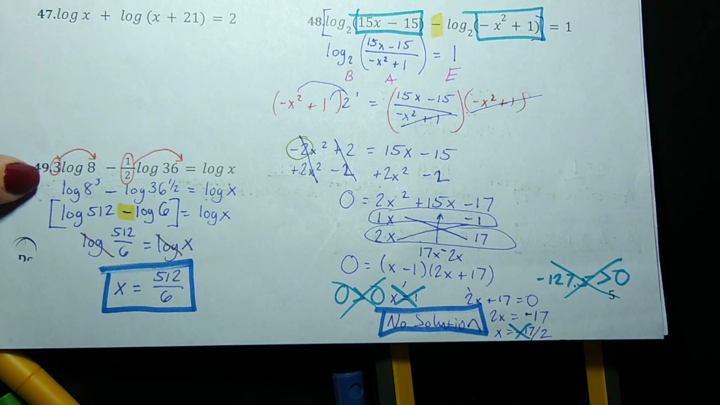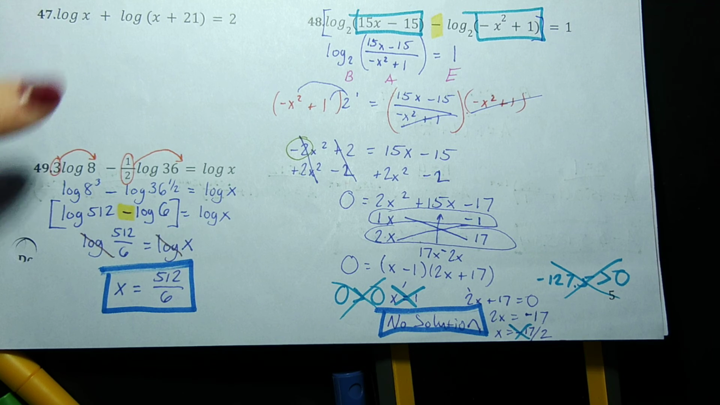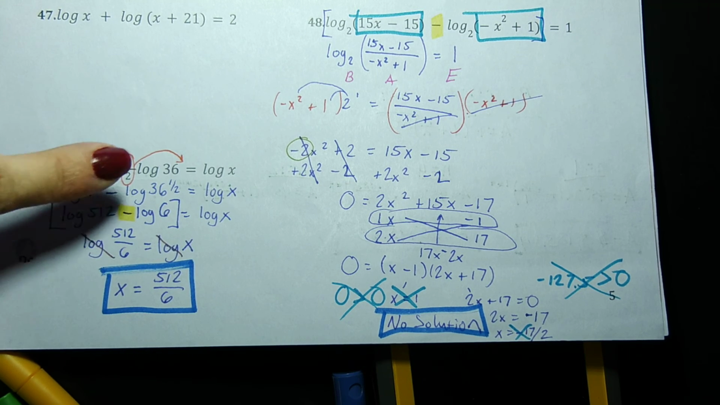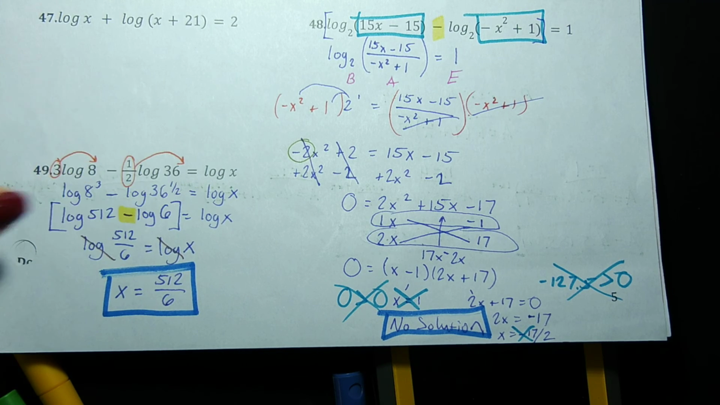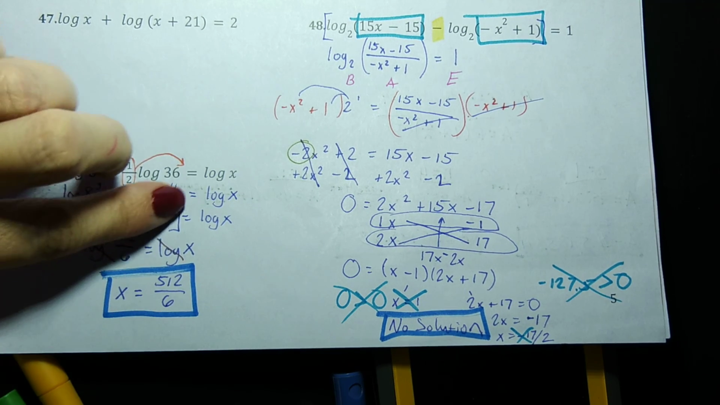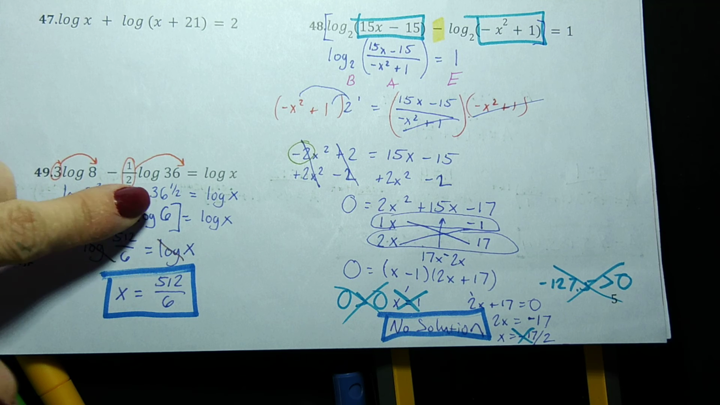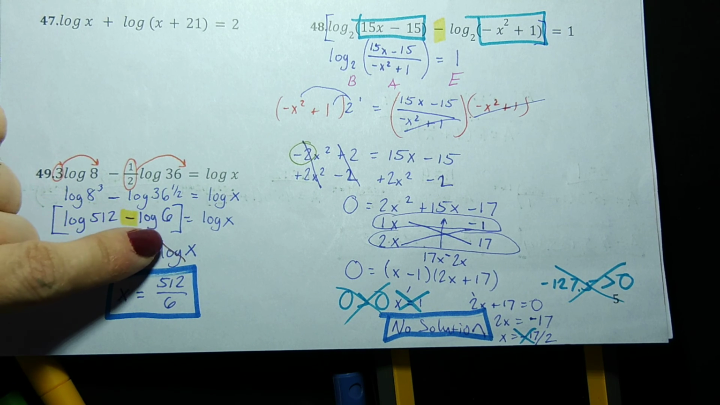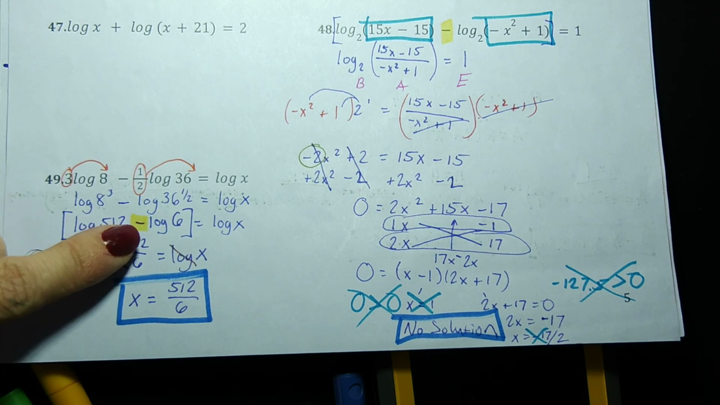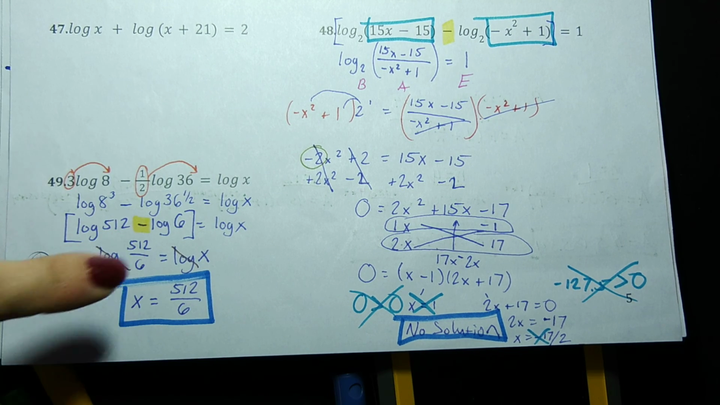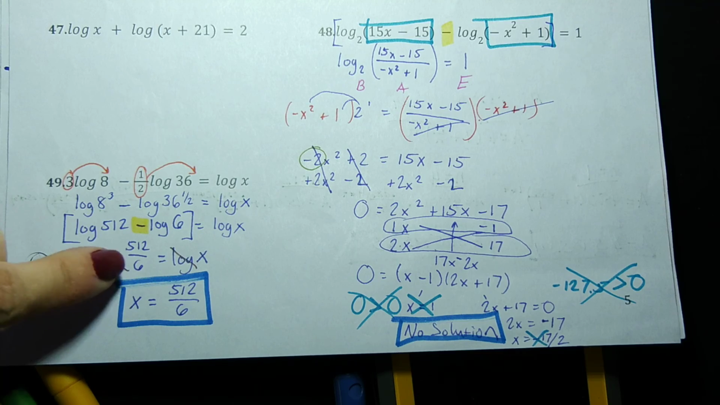On number 49, a similar problem to the one above where we can't condense when we have coefficients out in front, so we would have to send those to the clouds first. So 8 to the third, 36 to the 1/2. 36 to the 1/2 is the square root of 36, or 6. 8 to the third is 512, and because these two logs are separated by subtraction, we condense them by dividing.